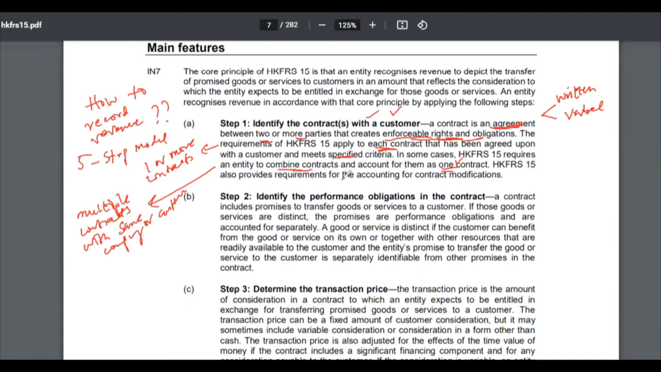HKFRS 15 also provides requirements for the accounting for contract modifications, right? So the standard also provides how to account for changes in the contract.